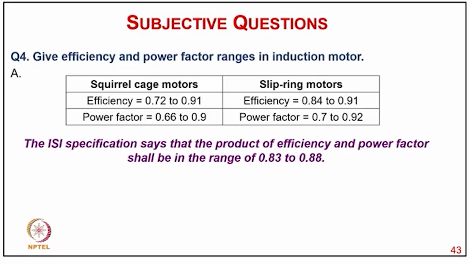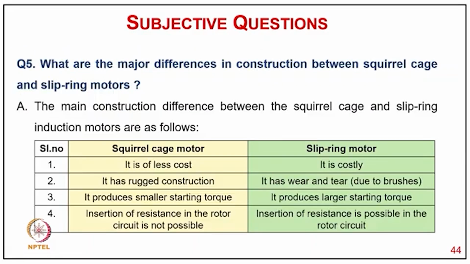Give the efficiency and power factor of induction motor of different ratings. The squirrel cage efficiency of medium rating motors is 72% to 91%, and power factor 0.66 to 0.9, and slip ring induction motor efficiency is from 84 to 91%, power factor 0.7 to 0.92. So this ISC specification says the product of efficiency and power factor should be in the range of 0.83 to 0.88 for the medium power rating.